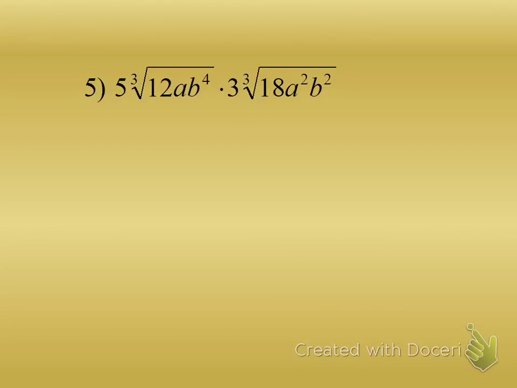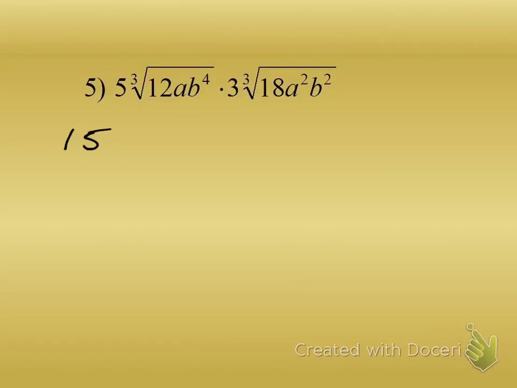Yes. You know why? I'll show you why. We're only going to do one of this. Let's make this one radical first. So multiply the outsides. So 5 times 3, 15.